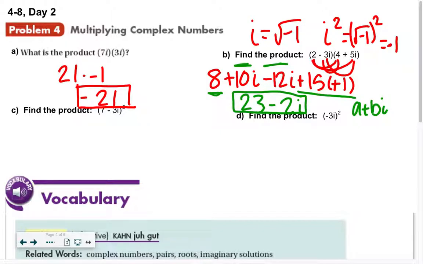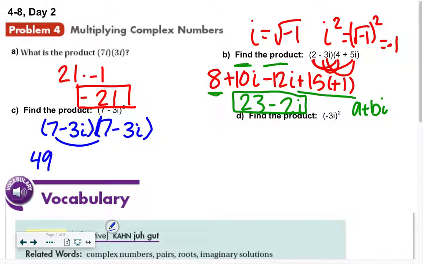Okay. So this one says 7 minus 3i squared. So I have 7 minus 3i times 7 minus 3i. That's 7 minus 3i squared. So I'm going to do the exact same thing. I'm going to FOIL. My firsts: 7 times 7 gives me 49. 7 times -3i?